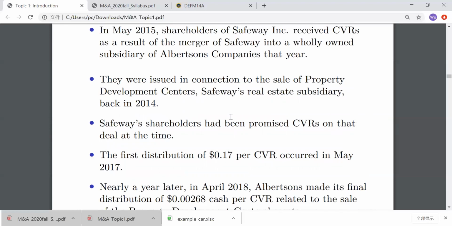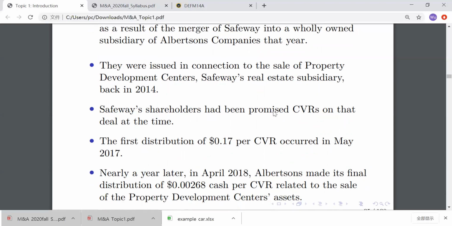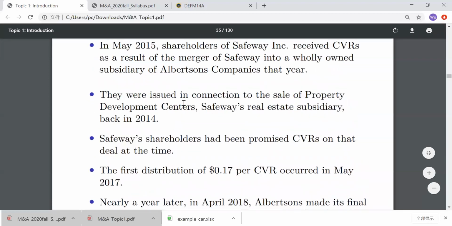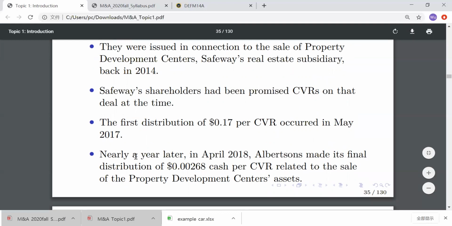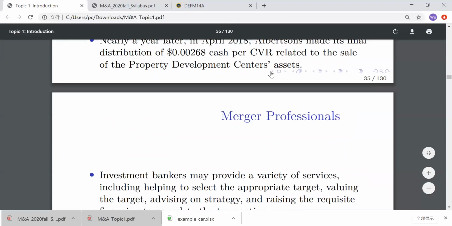And what is the event that triggers the CVR? It is the sale of the property development center of the Safeway real estate. And the sale of this property development is associated with this CVR, right? The shareholders of the target have been promised the CVRs on that deal. Then the first distribution of this CVR occurred in May 2017, like 2 years after the merger announcement. And then nearly a year later, there's another CVR issued to the target shareholders. That's typically related to the sales of the target assets.